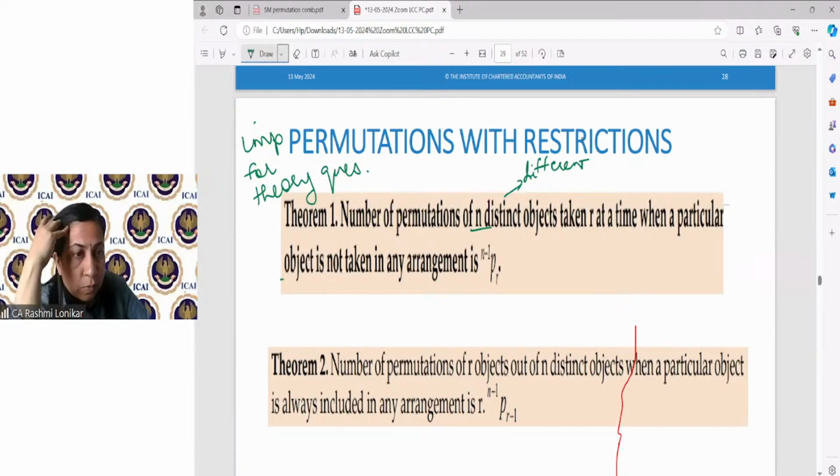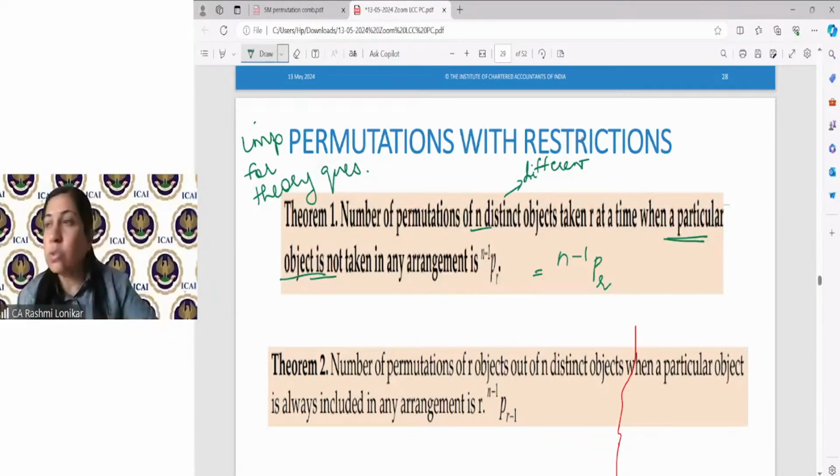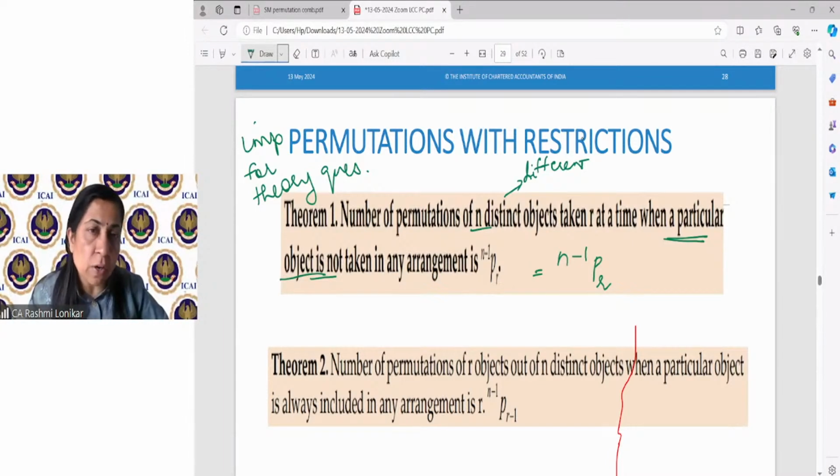When a particular object is not taken, it is n minus 1 PR. Like I have to choose from 3 people, from 10 people. I have to arrange prizes for 3. Okay, but I'm saying, like in a race, there were 10 students who started the race, but then one student got disqualified. Okay, he stepped on the line, he started wrongly. So, what will happen? Even though I started with 10 students, one student is out. So, I have to choose the first 3 positions, first, second, third prize, from the remaining 9. Okay, so that is why when a particular object is not taken it is n minus 1 PR.